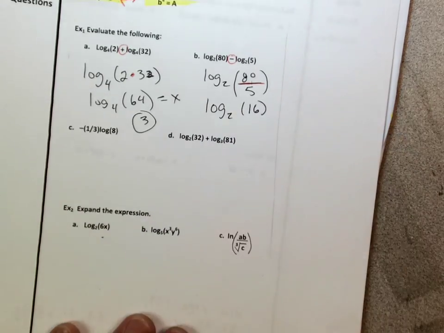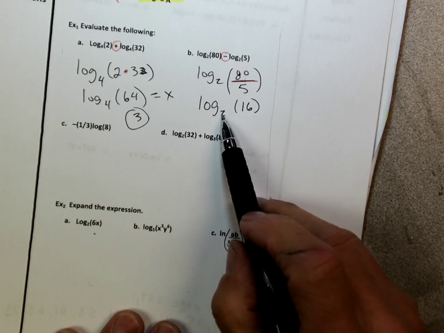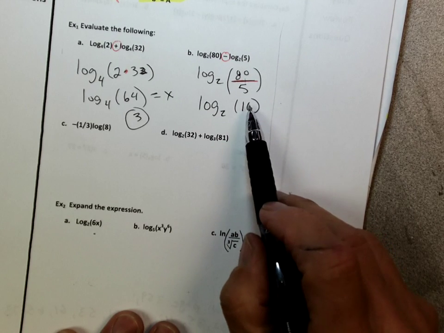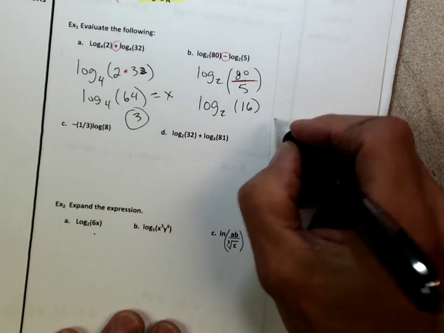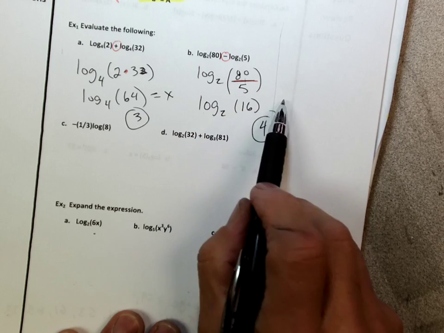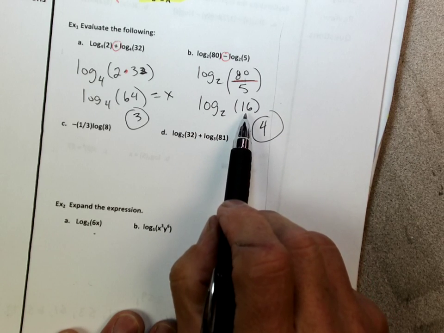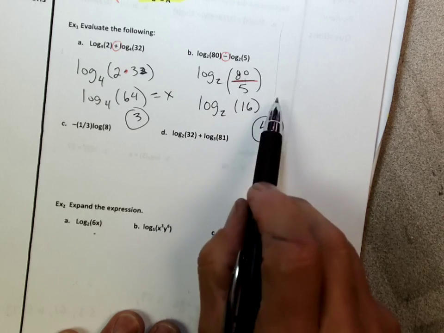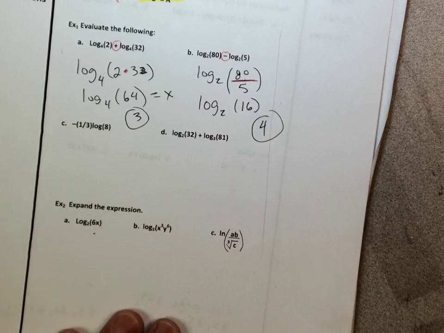Okay. Now we can still go further with this, okay? 2 to what power equals 16? 4. So this has to be 4. This has to equal 4 because we're looking for the exponent, right? 2 to what power? 2 to the 4th power equals 16. See how I do that? Because logarithms are exponents. So 2 to what's the exponent? 4.